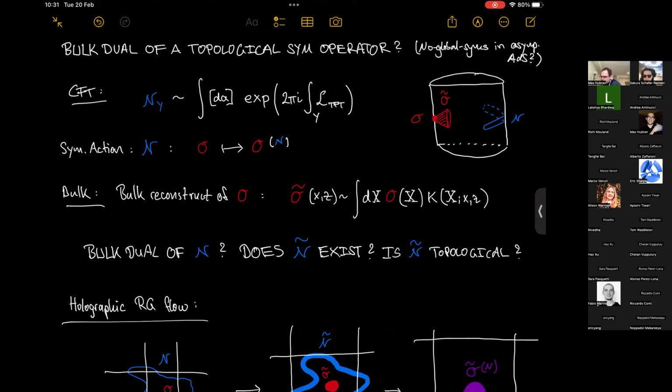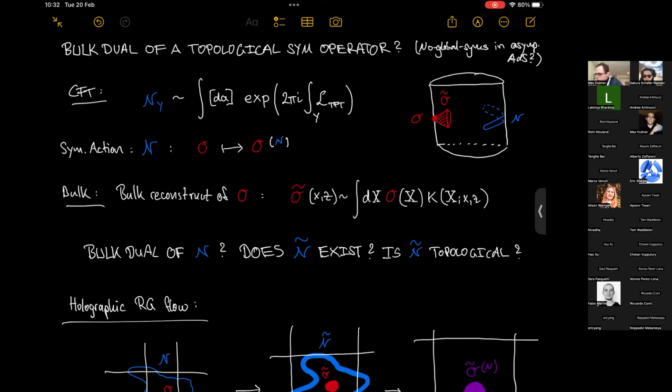Okay, so as Andrea pointed out before, how should one think of what one would call the symmetry operator of the global symmetries that we've just shown don't exist? Or phrased slightly differently, what is the bulk dual of a topological symmetry operator of the boundary CFT? And another question is, how can we prove no global symmetries in asymptotically AdS space, more generally including non-invertible symmetries?